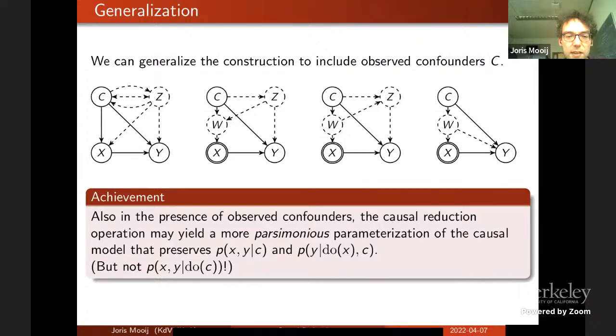And this basically gives a causal reduction that preserves the conditional distribution of treatment and outcome given C, and also the interventional distribution of outcome given that we intervene on treatment and conditional on C. Perhaps you might have expected that it preserves all the interventional distributions in the model, but I would like to point out that it doesn't preserve all of them. But the two interesting ones are preserved.